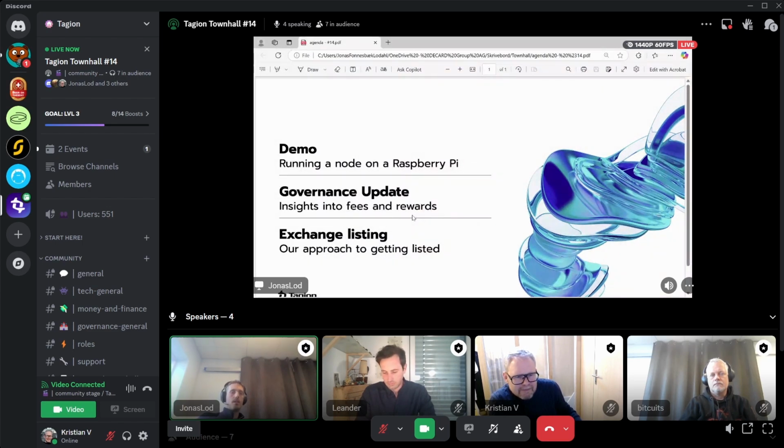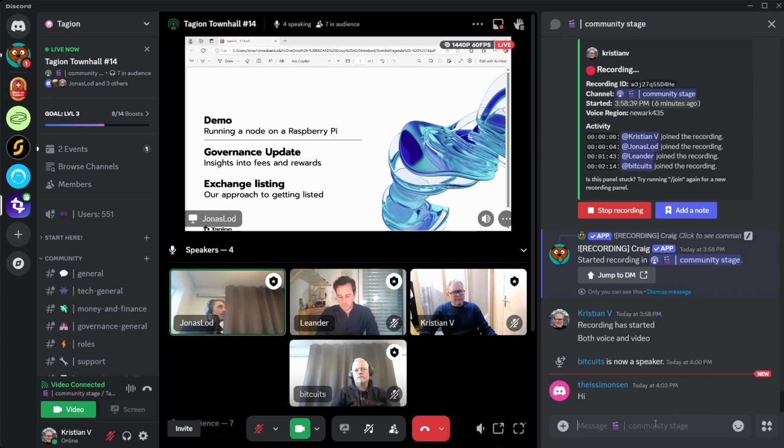And then next we will cover the governance side of things, where we'll give you an update on our new section on the docs.gov Tagion site, where we have written a lot about fees and rewards and how that's going to work in the system. And then finally, just to give a bit more clarity on exchange listings, we are going to simply explain our approach to this exchange listing process. So that will be the last point on today's agenda. So with that being said, let's start out with a short demo. So Carsten, I'll hand it over to you.